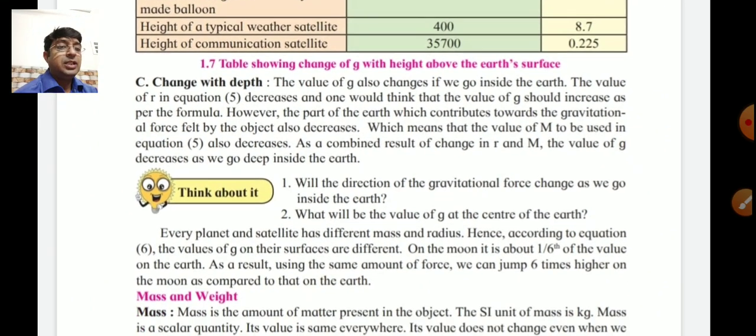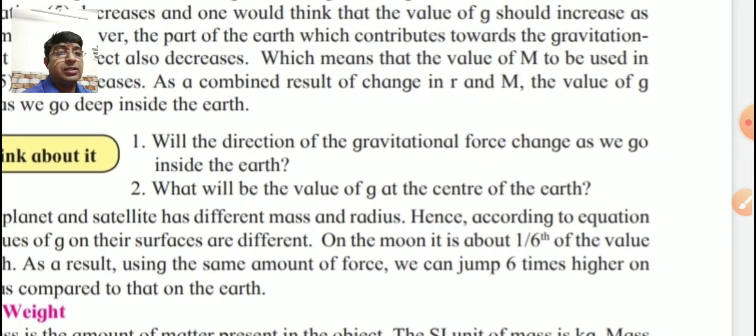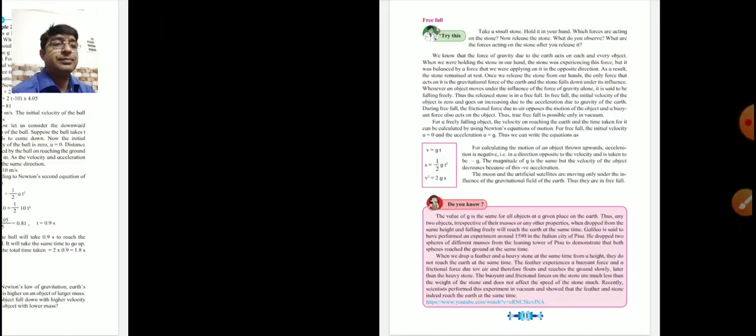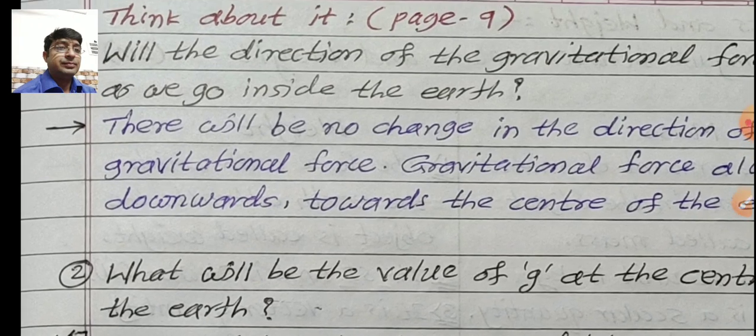Next one. Now think about it. Two questions are given for us. Will the direction of the gravitational force change as we go inside the earth? And second question, what will be the value of small g at the center of the earth? I will show the answer of both the questions on one paper again. Now see that. Check here.